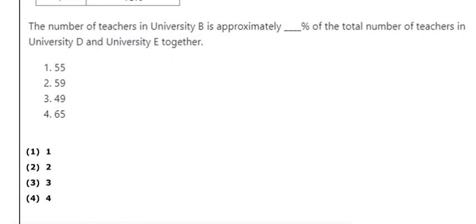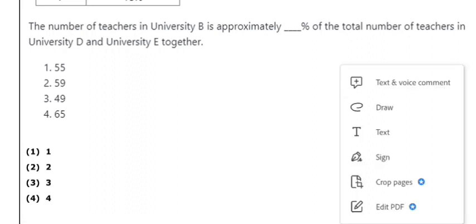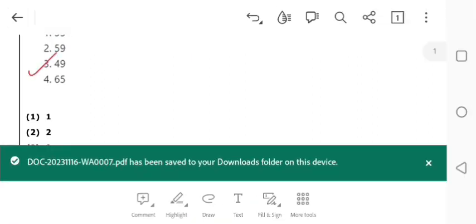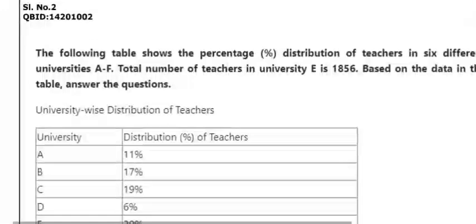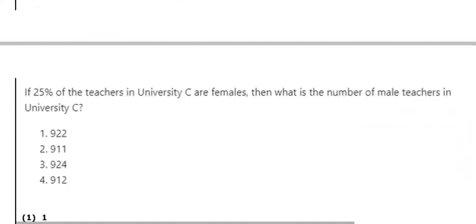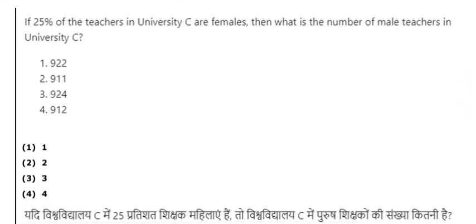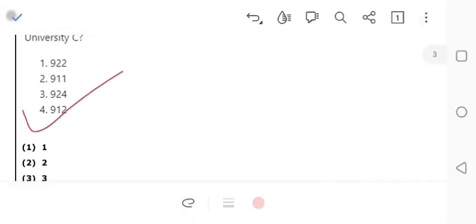So this you have to do with a little patience, and then you have to solve it. I will give you the correct answer. It will be number 3, that is 49. Number two says, if 25% of the teachers in University C are females, then what is the number of male teachers in University C? 922, 911, 924, 912. It will be option D, 912. D means 4.